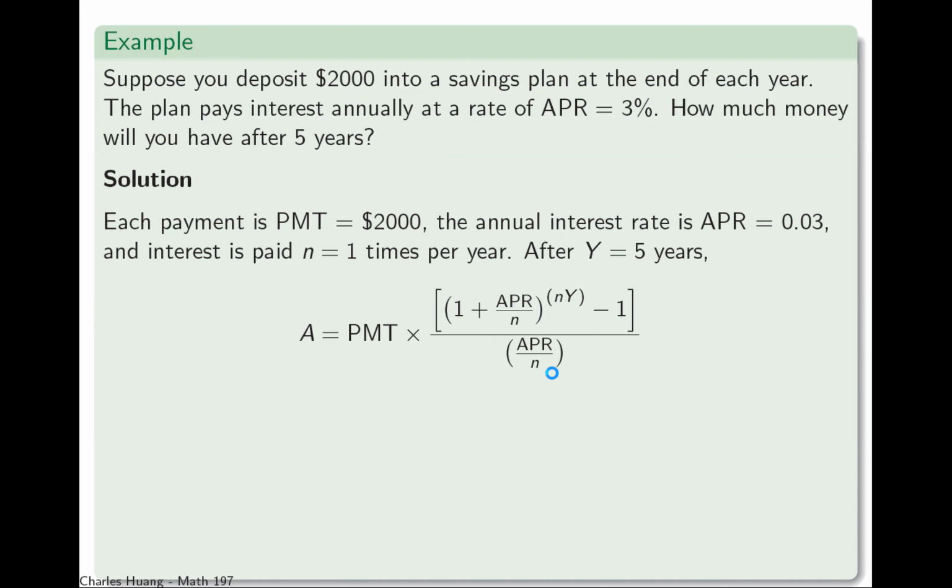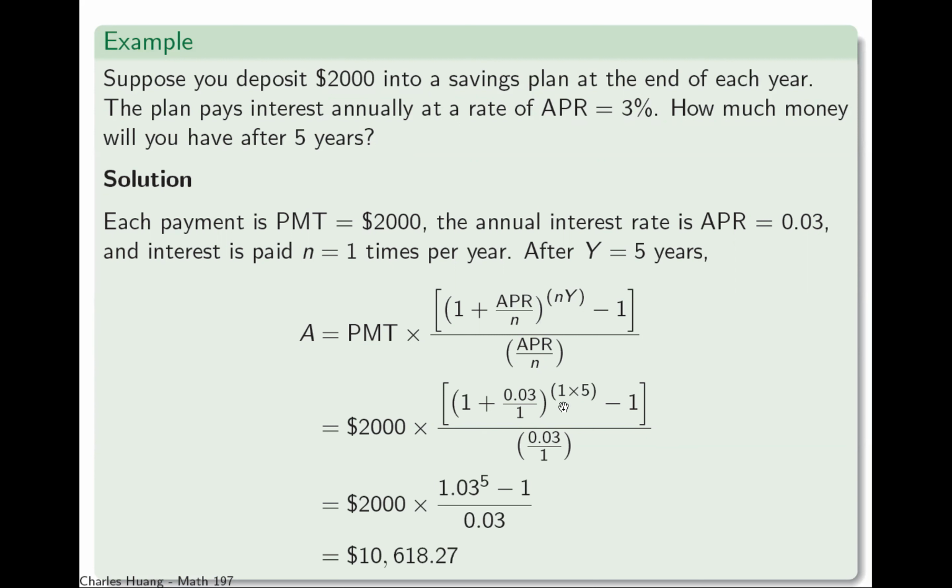Let's put all these numbers into our formula. You'll see whenever we have APR, we put in 0.03. Whenever we have n, we put in 1. And we have n times y. If you're not familiar with your calculator, the easiest thing to do is to do each of the smaller brackets separately from one another. If you do that, you should be able to find that here we have 1.03, here we have power of 5, and here we have 0.03.